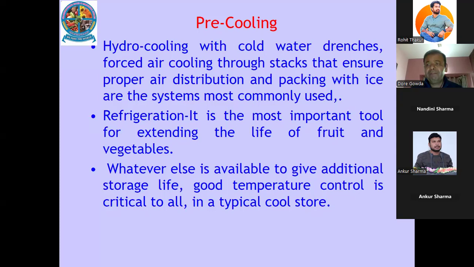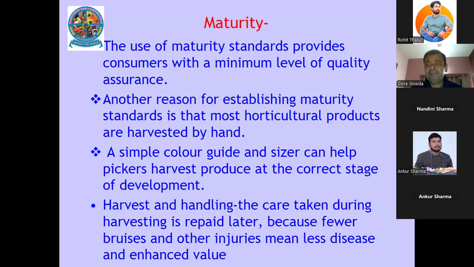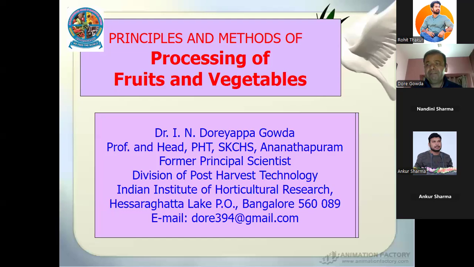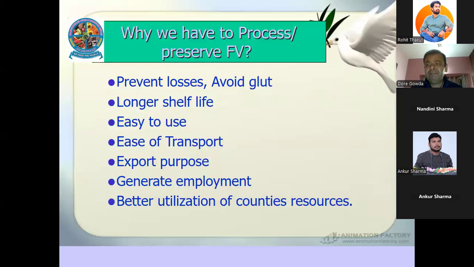Then coming to the processing of fruits and vegetables. First, we will see what the principles involved in the processing of fruits and vegetables are, and why fruits and vegetables get spoiled very soon compared to cereals and other crops. Why do we have to go for processing in post-harvest technology? First and foremost, we have to prevent the losses. As I said, post-harvest losses are very high, ranging from 25 to 30%, and avoid glut.